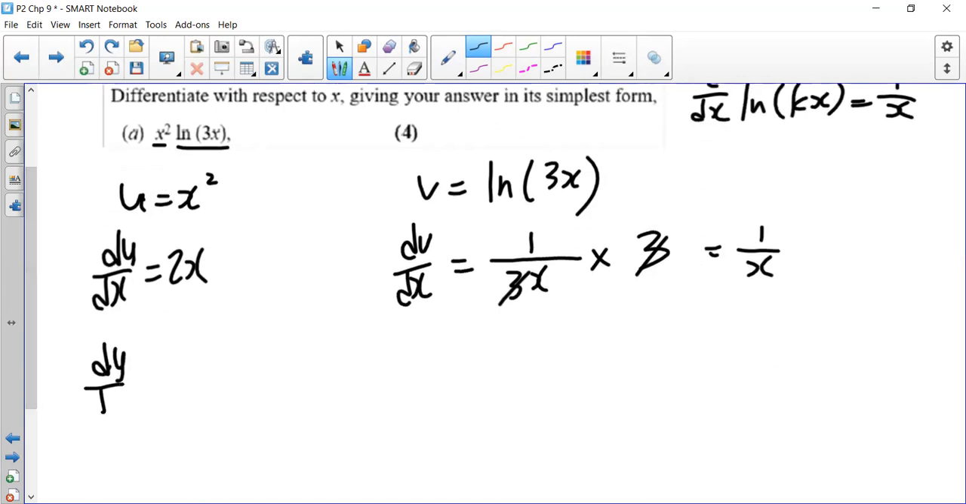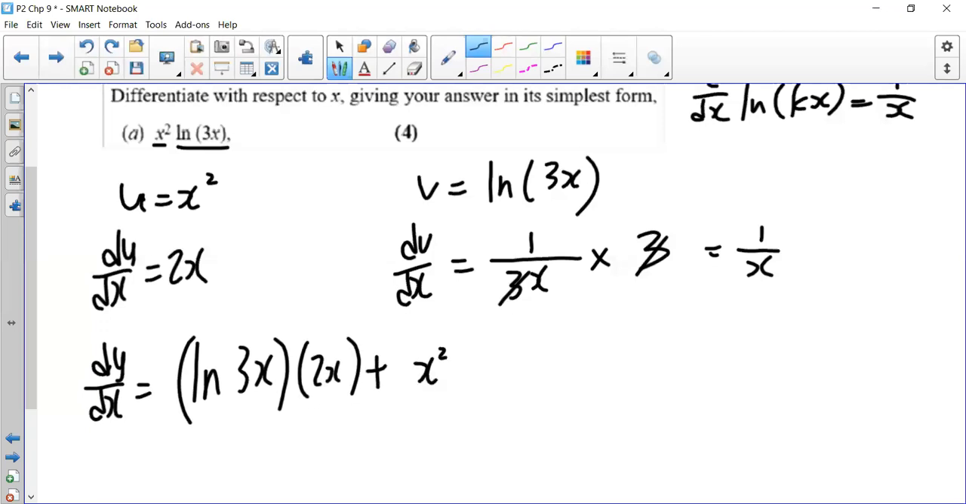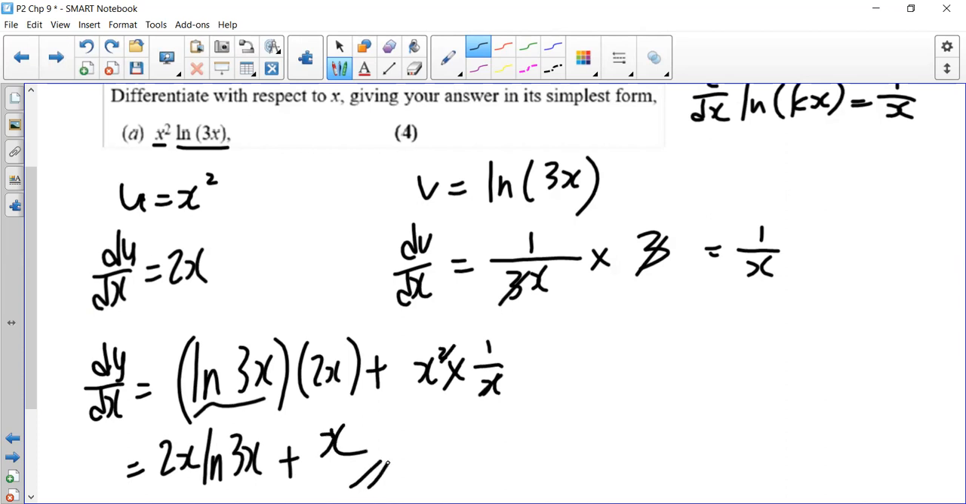Then we can apply product rule. dy by dx equals v du, times 2x, plus u dv, times dv. So the first one, ln 3x. Now, we don't have trigonometry terms in here, but if we don't have trigonometry terms, we usually put it at the back, same as a logarithm terms. So we put ln at the back, okay, 2x ln 3x plus x squared times 1 over x. They cancel out, it's just x. That's the answer.